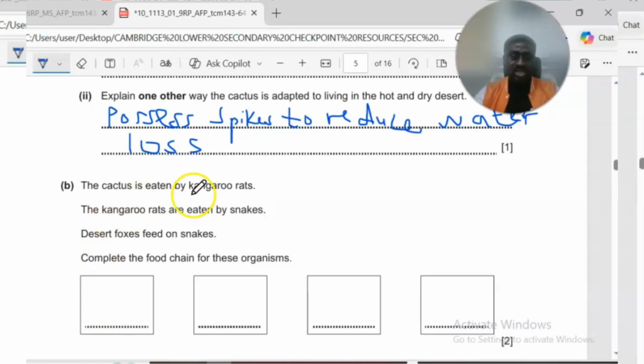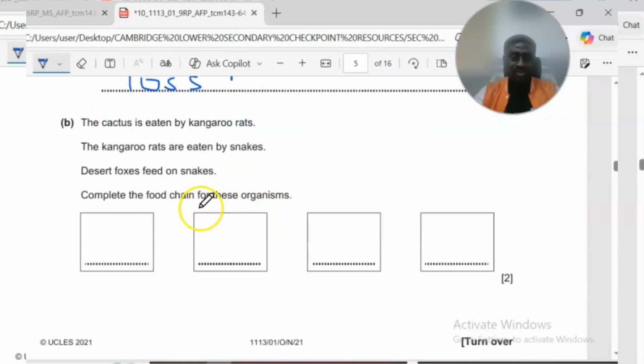The cactus is eaten by kangaroo rats. The kangaroo rats are eaten by snakes. Desert foxes feed on snakes. Complete the food chain for this organism. So what we're expected to do here is to identify the first organism that starts up the food chain. So the first sentence gives me a clue. The cactus is eaten by kangaroo rats. So the cactus comes in first, being the plant. So cactus, you write that in the box provided.